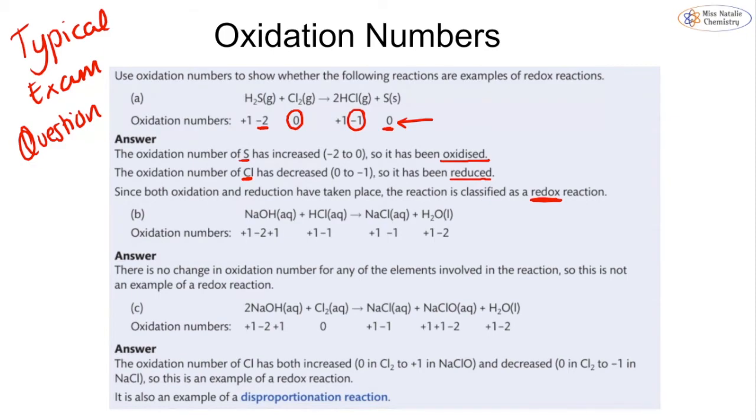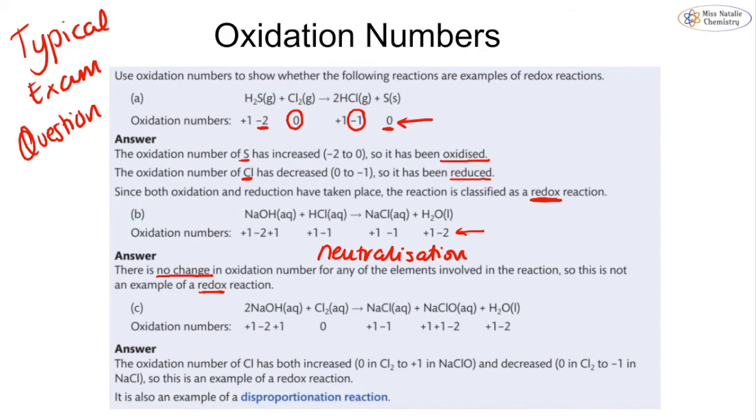If we look at part B, we have NaOH plus HCl to give us NaCl and H2O. The oxidation numbers here again have been determined, and what you can see when you compare each of them is that there is no change in oxidation number. Therefore, this is not a redox reaction. In actual fact, this is a neutralization reaction between an acid and an alkali, so it is not a redox.